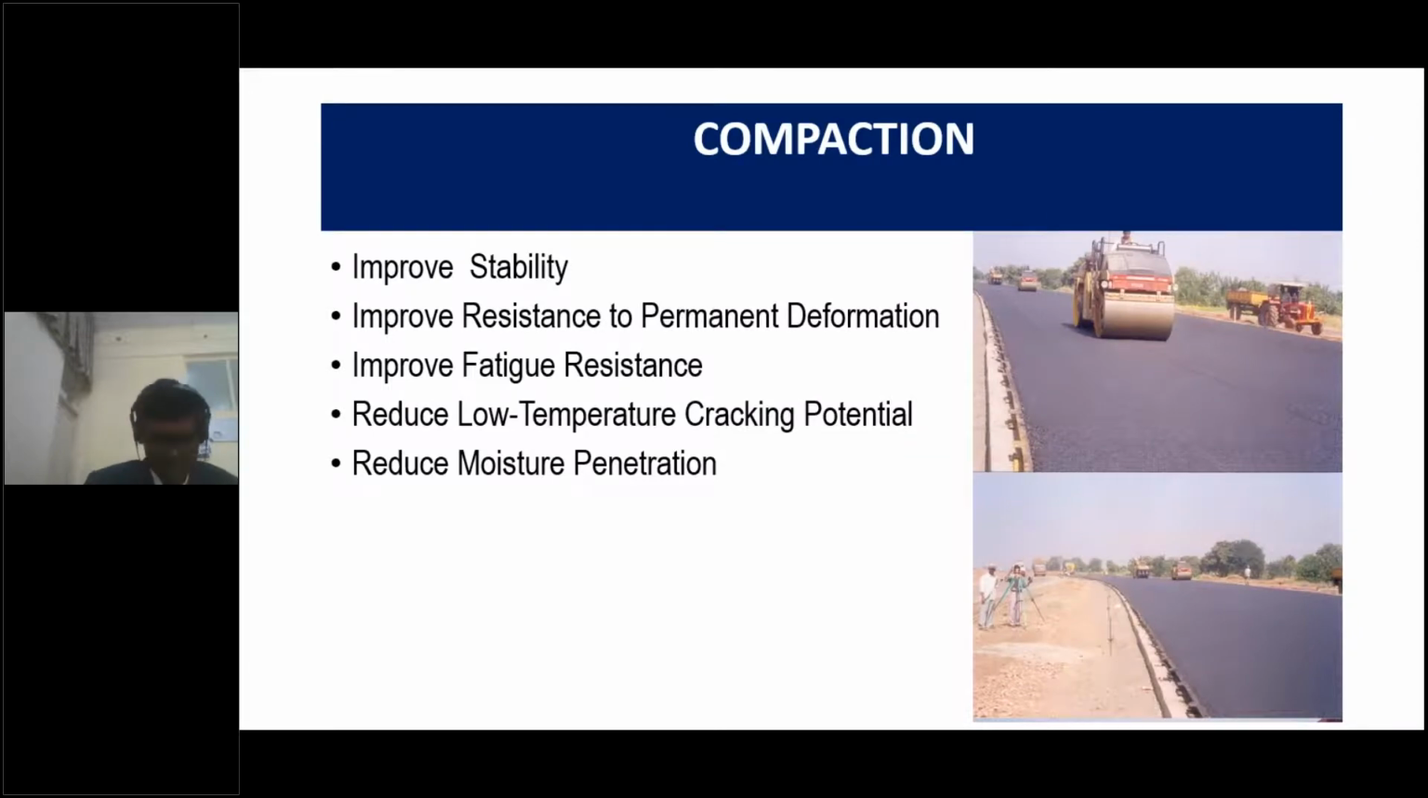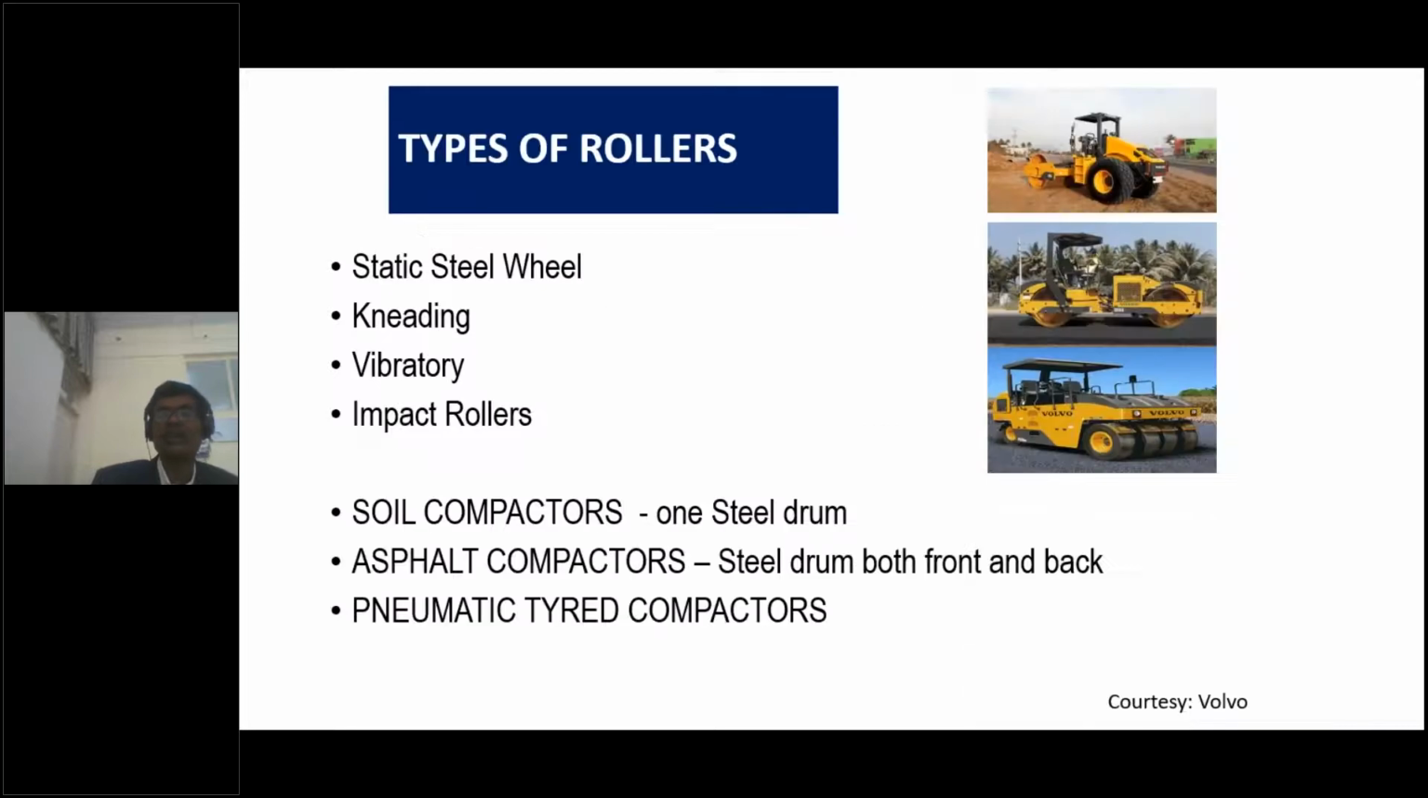So then comes compaction. Very, very important aspects. It increases the stability, reduces the deformation, decreases the cracking potential, and reduces the moisture penetration. Of course, we have different types of rollers widely in use. All these types of rollers are used everywhere. This one is the soil compactor. The difference is that for soil and aggregate compaction, we have one steel drum. If there are two steel drums, this is an asphalt compactor. If there are pneumatic wheels, then it's called a pneumatic roller.